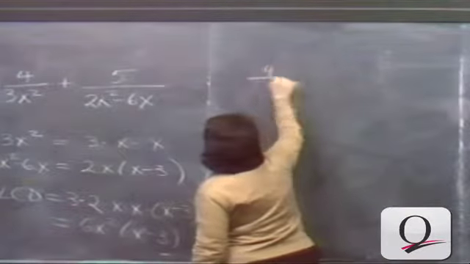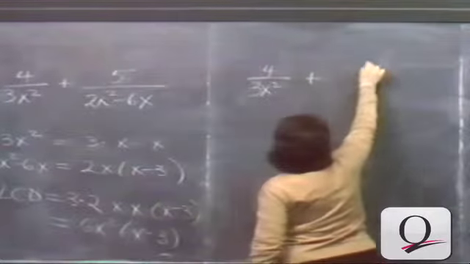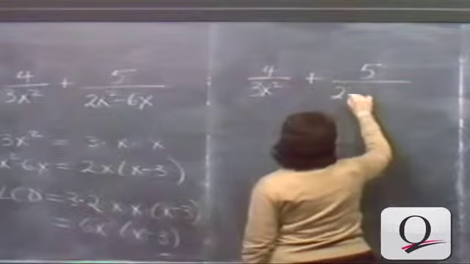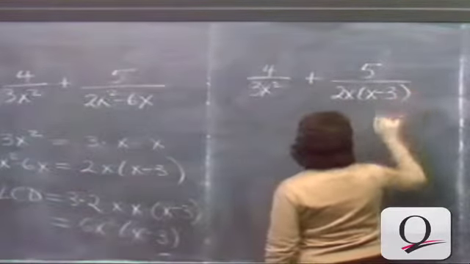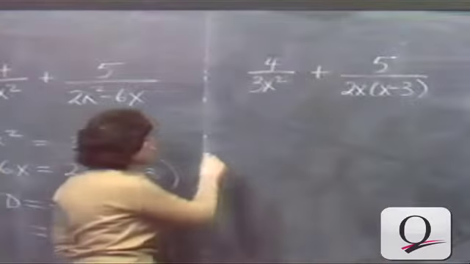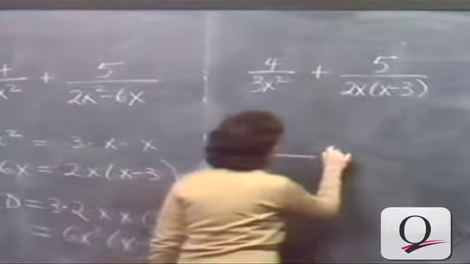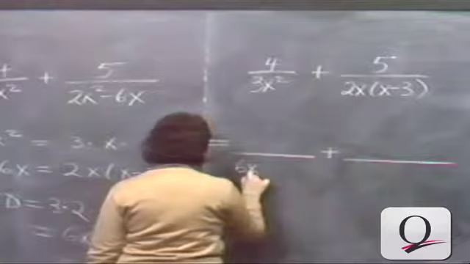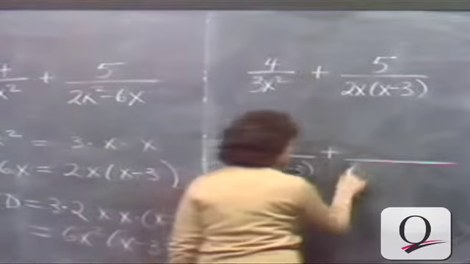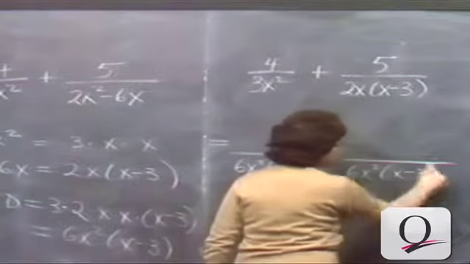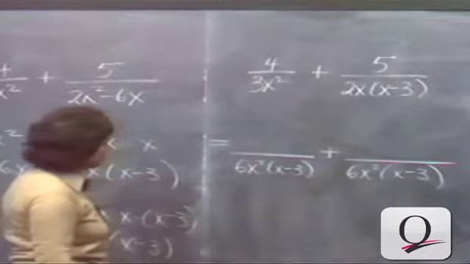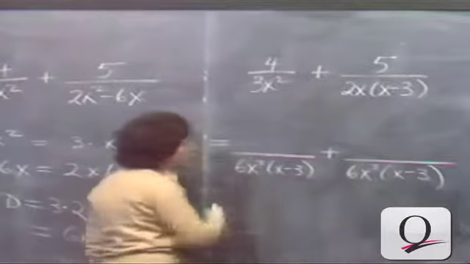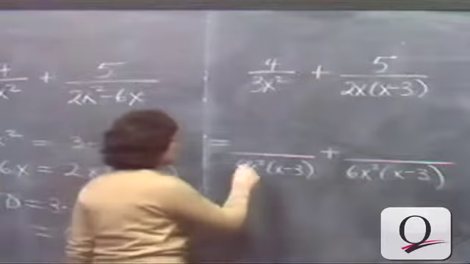Let's rewrite the problem. 4 over 3x squared plus 5 over 2x squared minus 6x. I'll write that as 2x times x minus 3, so we can see exactly what we're dealing with. Now, I want to build fractions equivalent to these, having the denominator, which is the LCD, 6x squared times x minus 3. Okay, and what we're going to do is ask ourselves, in each case, what did we multiply the denominator by to get the new denominator, and whatever that was, we multiply the numerator by the same quantity.